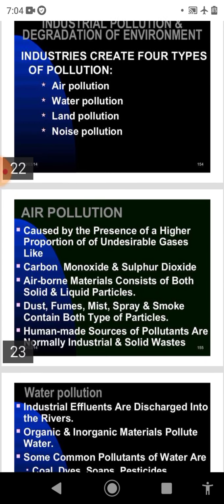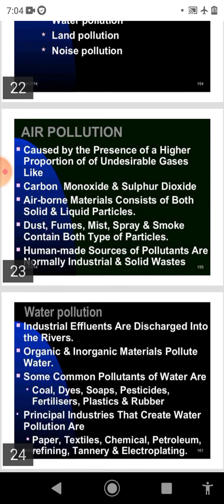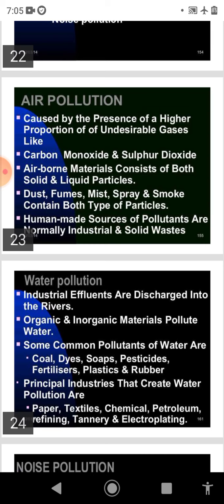After that, water pollution. Sources of water pollution are numerous. Most important are industrial effluents that are discharged into rivers. They are both organic and inorganic.